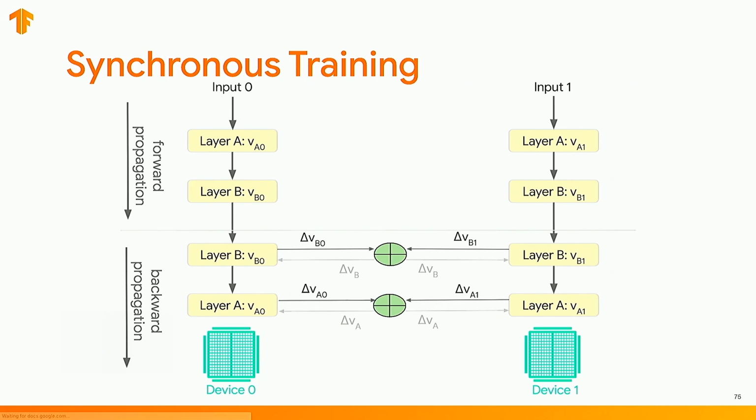So once these gradients have been aggregated, the aggregated result would be available on each device, and each device can update its local copy of the variable using this aggregated tensor. So in this way, both the devices are kept in sync, and the next forward pass doesn't begin until all the variables have been updated.